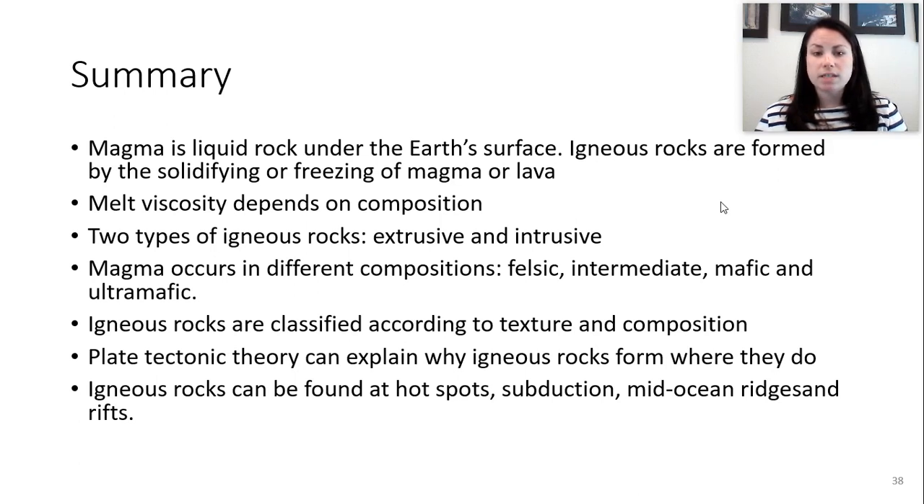Igneous rocks are classified according to their texture and composition. Plate tectonic theory can explain why igneous rocks form where they do. We looked at some examples of different plate boundaries and where igneous rocks can be found. They can be found at hotspots, subduction zones, mid-ocean ridges, and rifts. So that's it for this lecture.